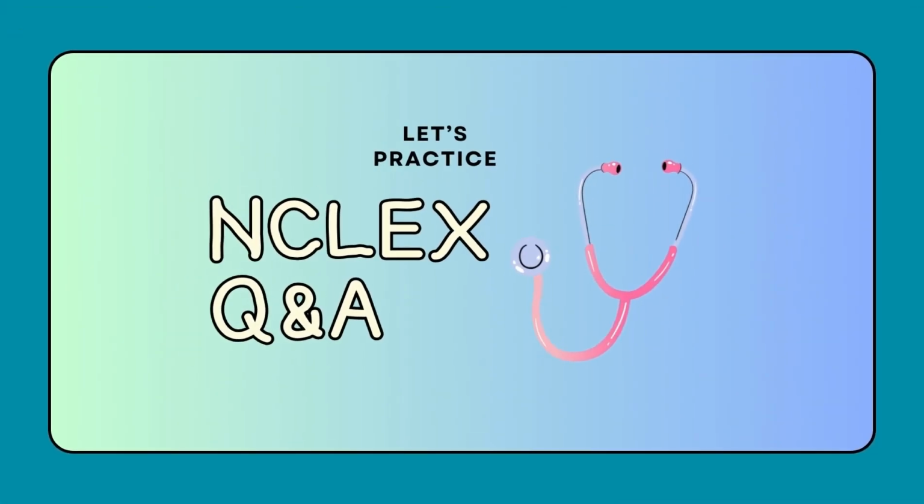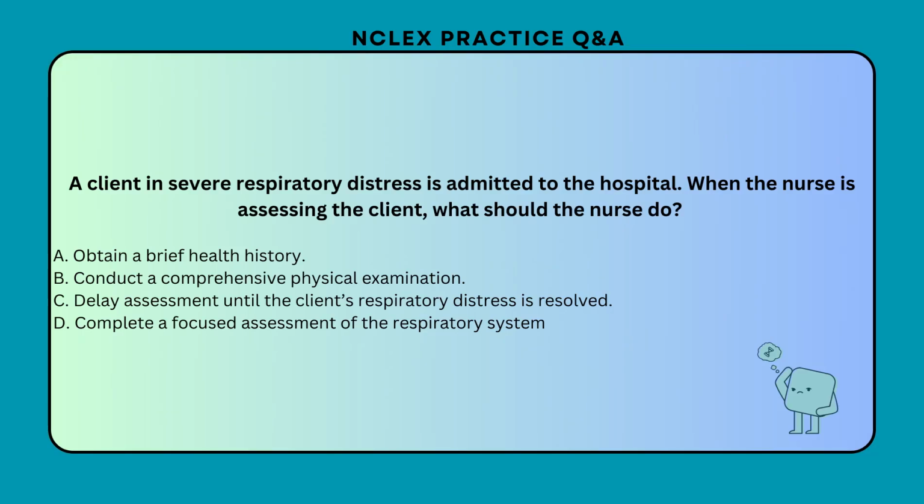Let's practice NCLEX questions. A client in severe respiratory distress is admitted to the hospital. When the nurse is assessing the client, what should the nurse do? A. Obtain a brief health history. B. Conduct a comprehensive physical examination. C. Delay assessment until the client's respiratory distress is resolved. D. Complete a focused assessment of the respiratory system.